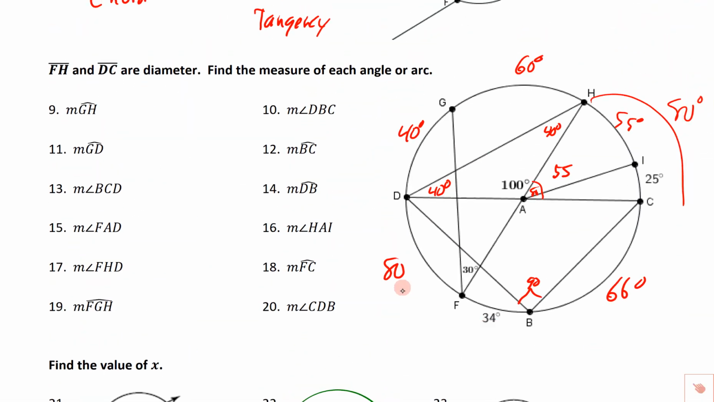And let's see, so we've got 34, we've got 80, we've got 66. Let's see if we've got anything else that we can do. If that arc is 66, this has got to be 33. And then there are a couple different ways that we could get this angle over here.